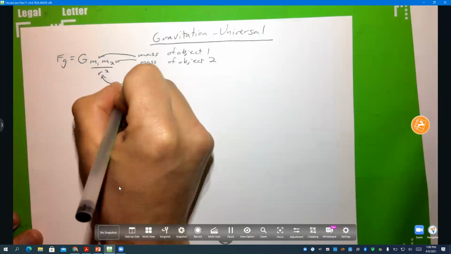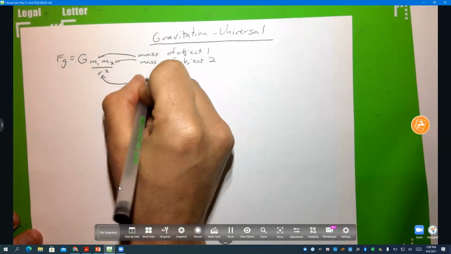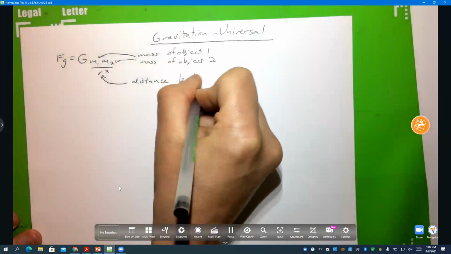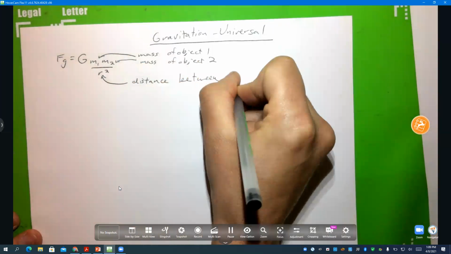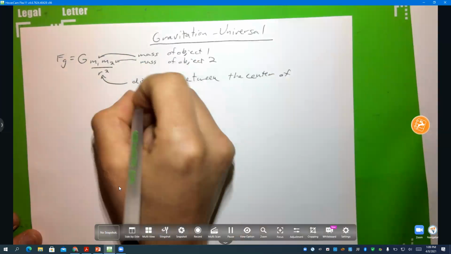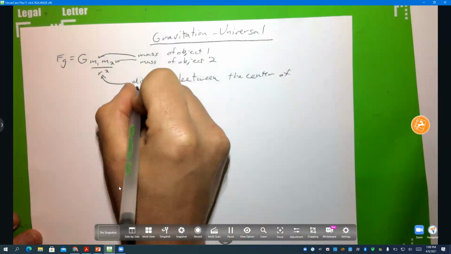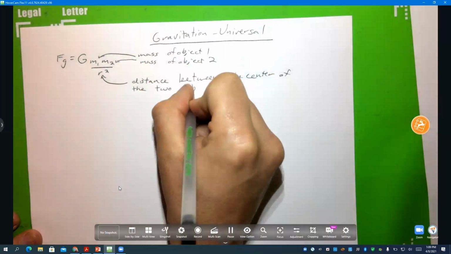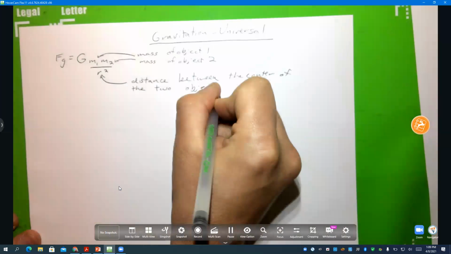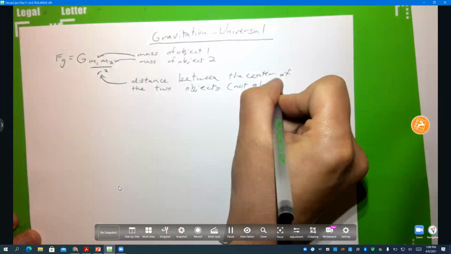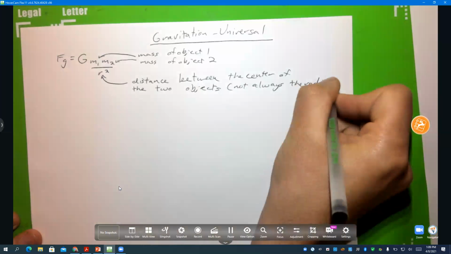This is the distance between the center of the two objects. Not always the radius. Rarely the radius. Sometimes the radius, but not always the radius, even though it's got that silly little r in there.